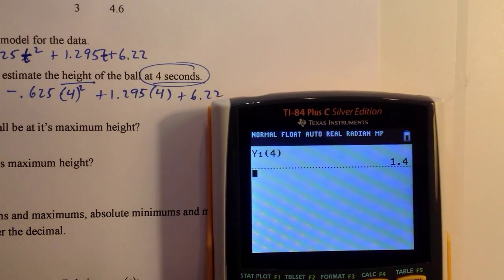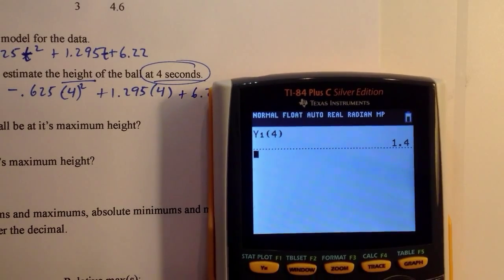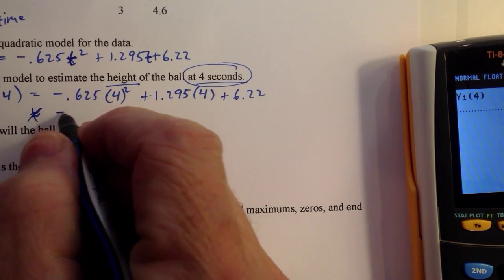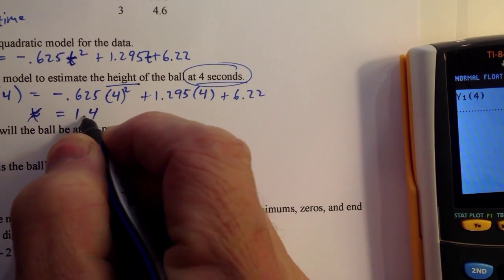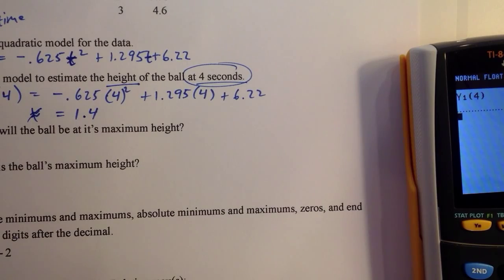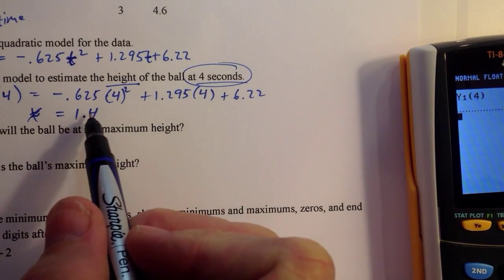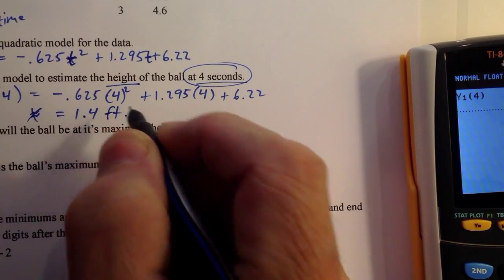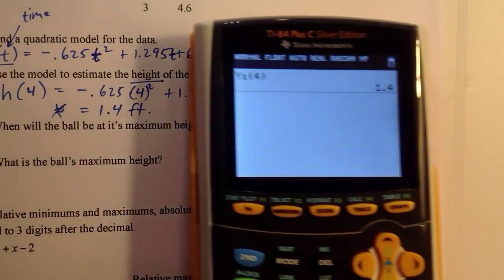So 1.4 doesn't seem right, but I guess it is because the ball is coming back down. I'll show you a different way that you can see that. So the height at 1.4 is not approximately equal to, it's actually equal to 1.4, and we want to make sure we put the unit of measure here. That's 1.4 feet because the height is in terms of feet.